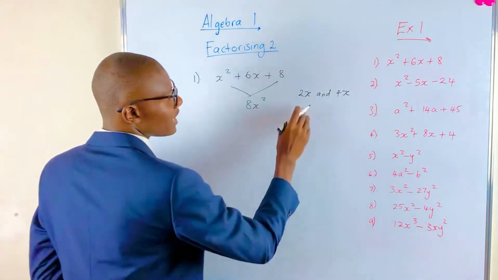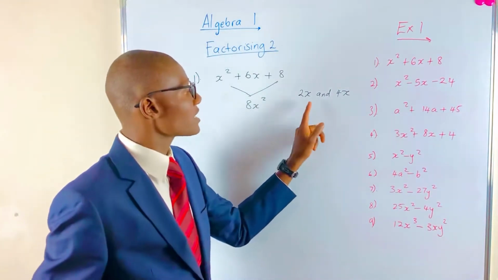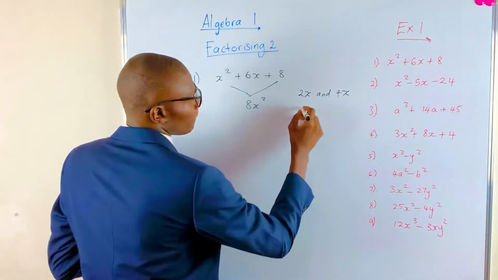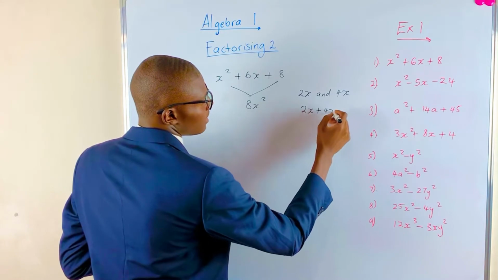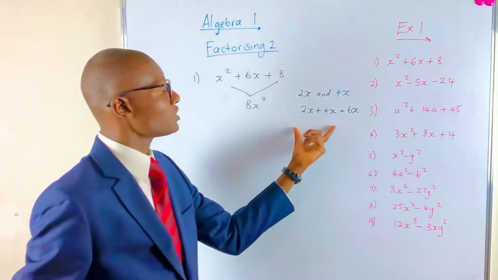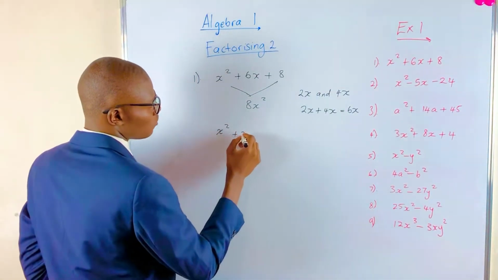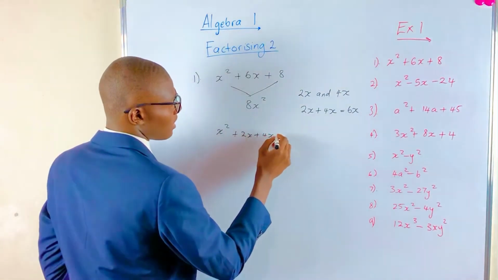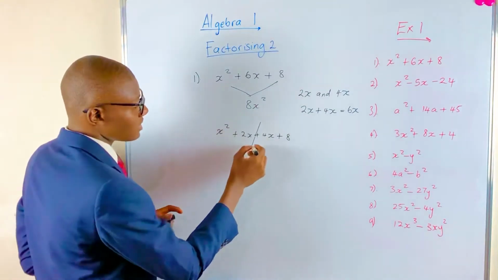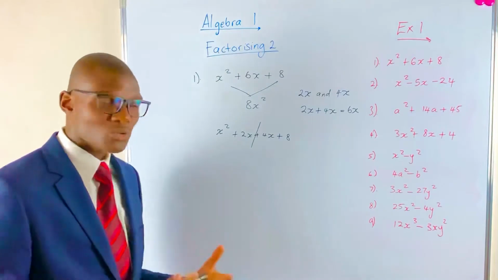So if we say 2x times 4x, we get 8x squared. And when we say 2x plus 4x, we get 6x. So now in place of 6x, we shall put 2x plus 4x, such that we've got x squared plus 2x plus 4x plus 8. This standing for the 6x. Then now we split this 4-term expression to have two separate expressions which we can factorize.